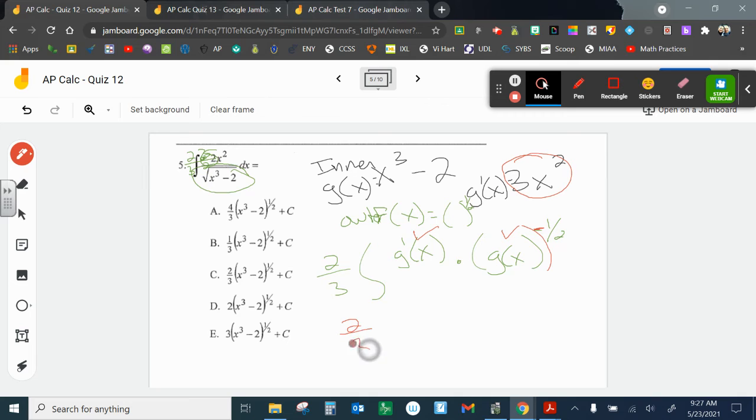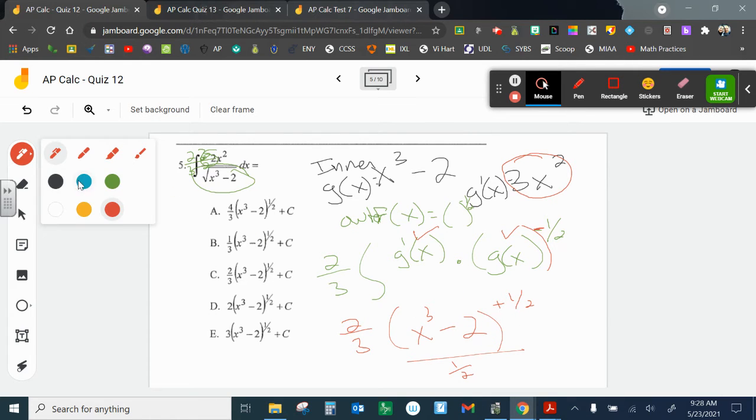It is going to be 2/3. I am going to take my outer function, I'm going to raise it by 1. That's going to make this plus 1/2. I'm going to divide by 1/2. And what was my inner function? We knew that was x cubed minus 2. And so now I got to do a little simplifying. Dividing by 1/2 is the same as multiplying by 2. So that's going to give me 4/3.